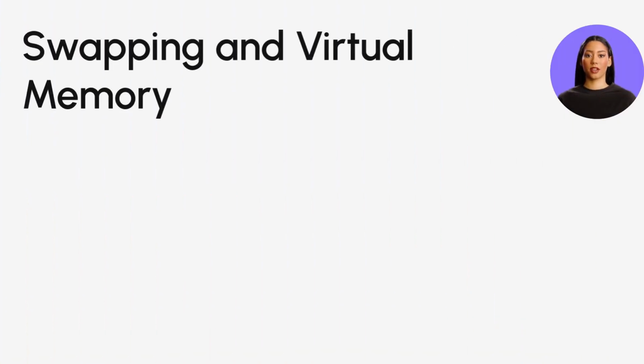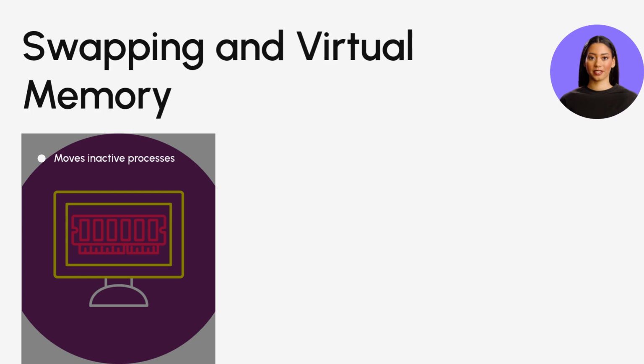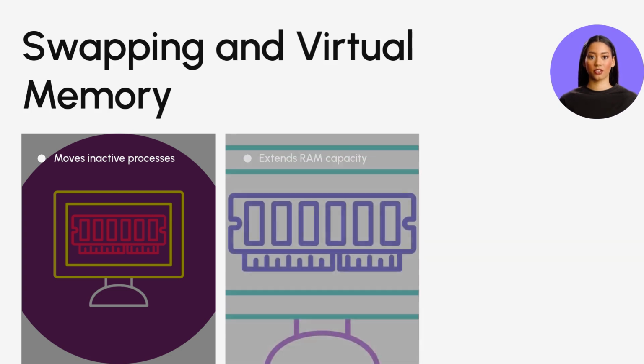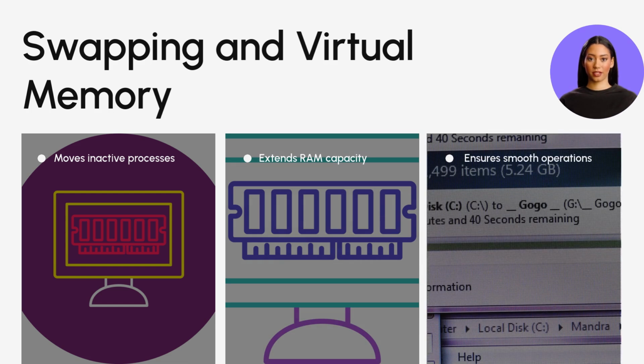Swapping moves inactive processes to disk to free up RAM. Virtual memory uses disk space to extend RAM capacity. These techniques allow large programs to run smoothly. They ensure that active processes have the memory they need. Efficient swapping and virtual memory use are key to system performance.